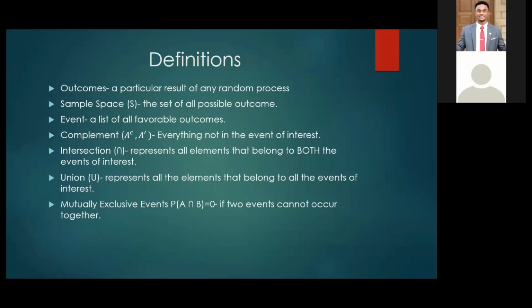All right, so if something is a mutually exclusive event, if there is no intersection, it means that the two events cannot occur together at the same time. So in this case, the probability that A and B have something in common is equal to 0.